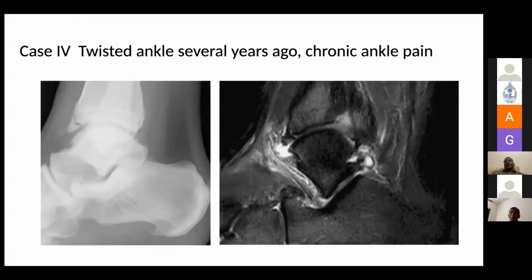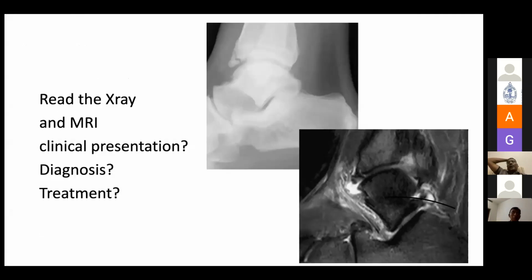So here is a twisted ankle years back with chronic ankle pain. Can somebody read this X-ray? Next slide, please. Read the X-ray and MRI. What is the clinical presentation? What is the diagnosis? And the treatment.